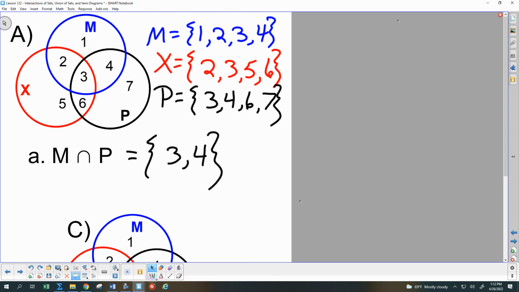And a lot of times your homework ones will ask you just to draw a picture of it. So 3 and 4, this would be the part where the M and P circles overlap. So we would shade in there, including the 3, because that was part of it.